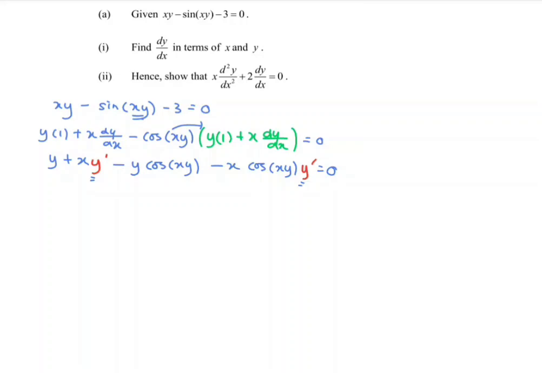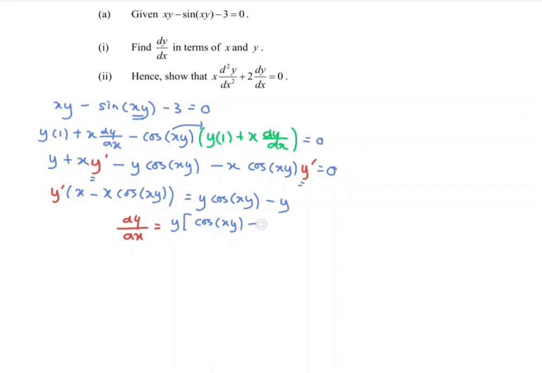So here we have the y prime, or the dy/dx, times (x minus x cos(xy)), equals to, rearrange the situation, we have y cos(xy) minus y. So next we have dy/dx, which equals, if we factor out the y, we will have (cos(xy) minus 1) over x times (1 minus cos(xy)).